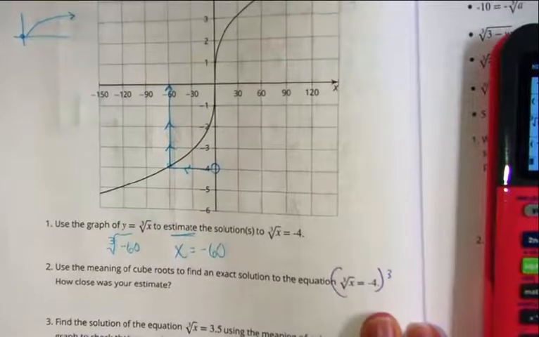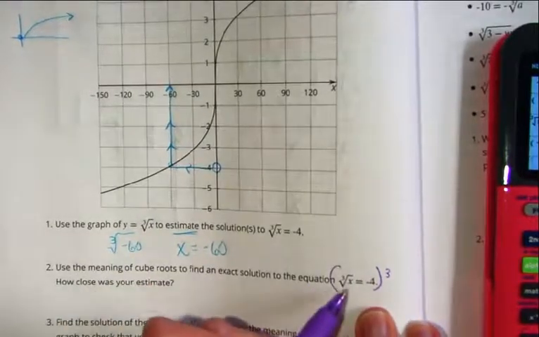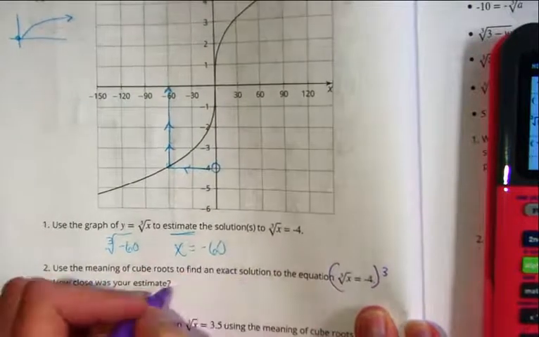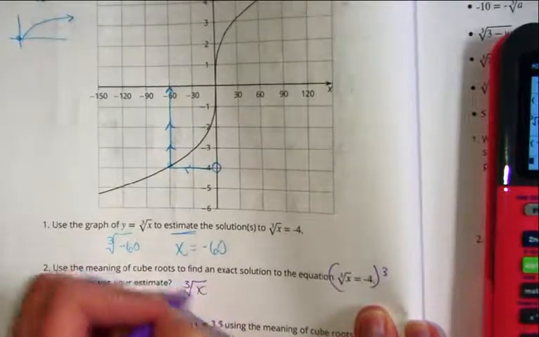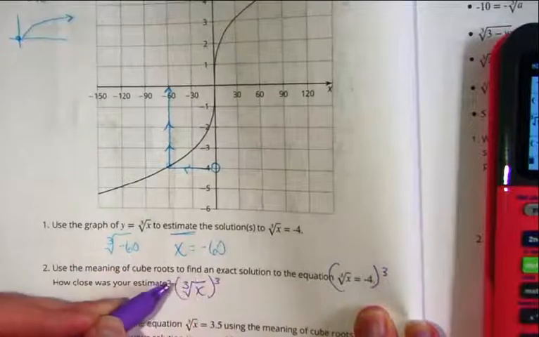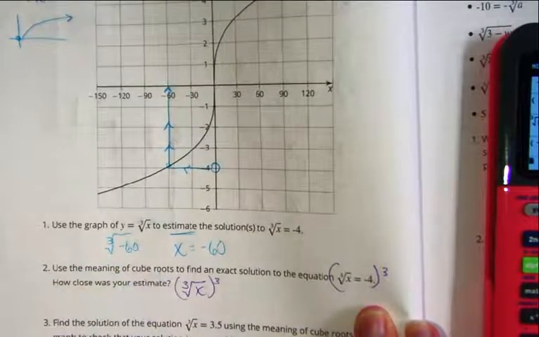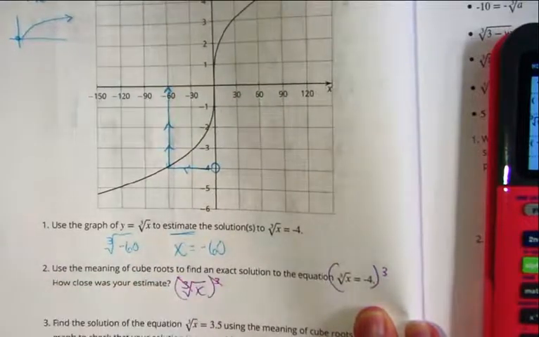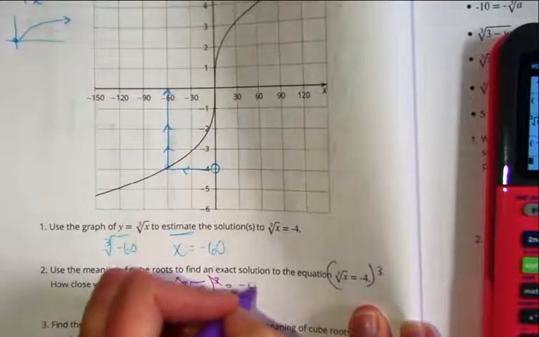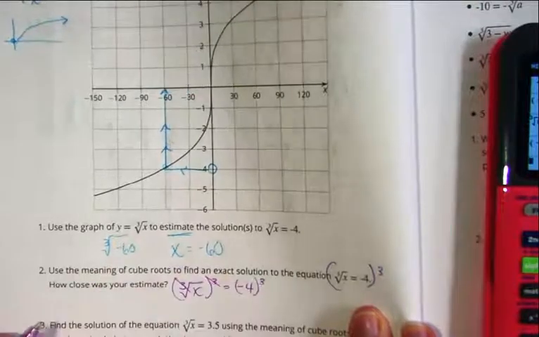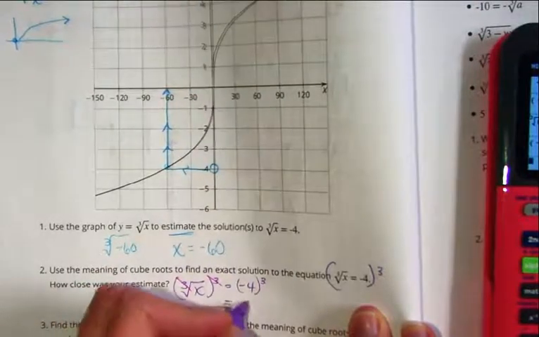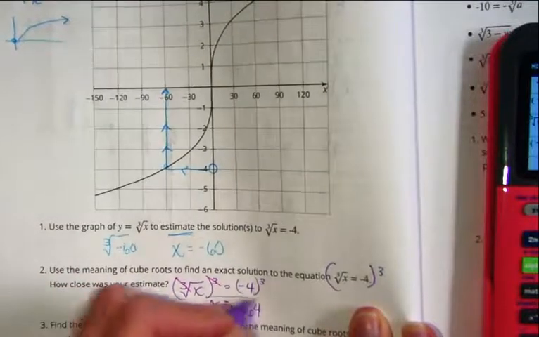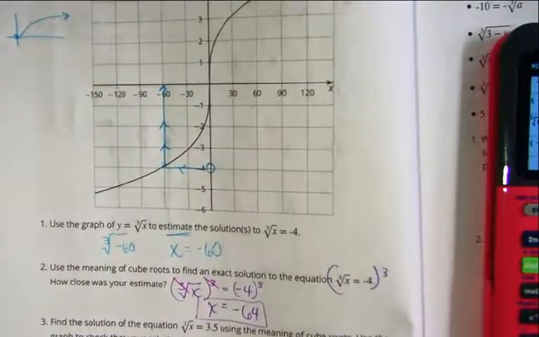That's our undo button kind of thing. And so cubing both sides of the equation would be the cube root of x raised to the third power. Those two cancel each other out. Cube roots and cubes are opposite operations. Negative 4 to the third power, we just saw, is negative 64. So our value should be negative 64.